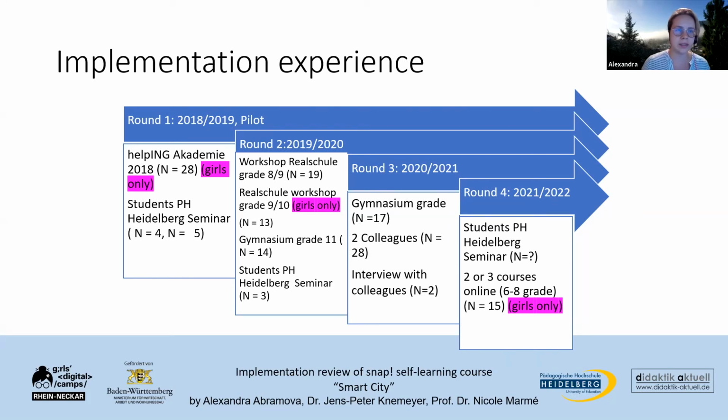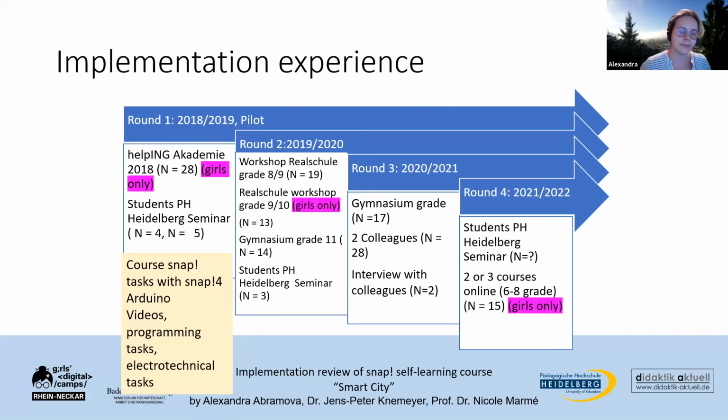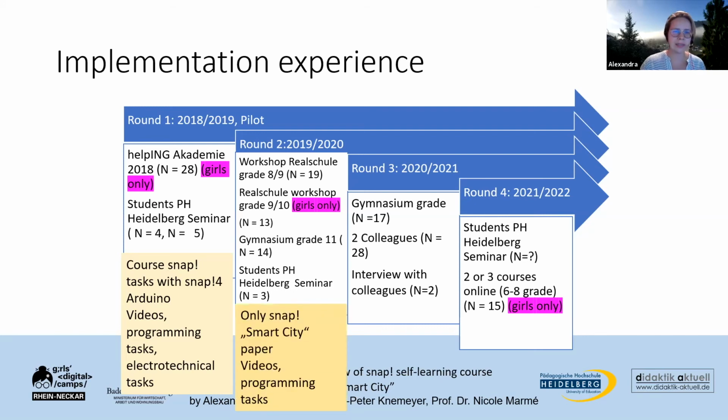I did a pilot in 2019, and that was a very complicated course with SNAP, with SNAP for Arduino, with physics and electrotechnical tasks. In the end, it was too much for students. The feedback was that it was too complicated. So I reduced it a little and made only a smart city paper course with videos and programming tasks, and tested this in different school types in Germany. This course is for middle school, so I tested it in Realschule and Gymnasium in different grades.